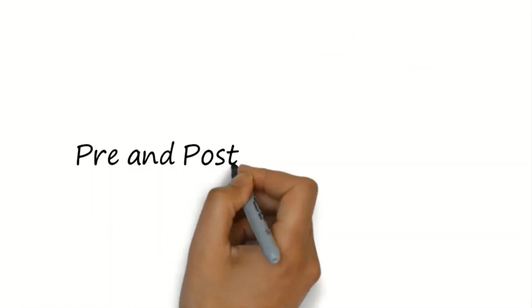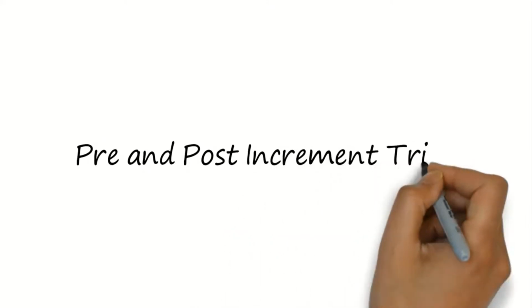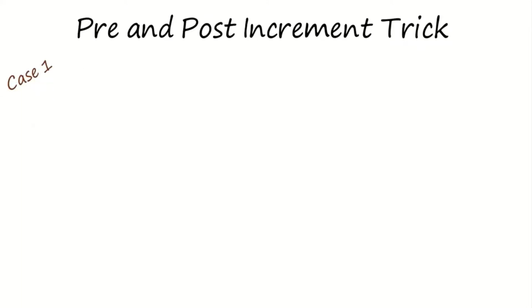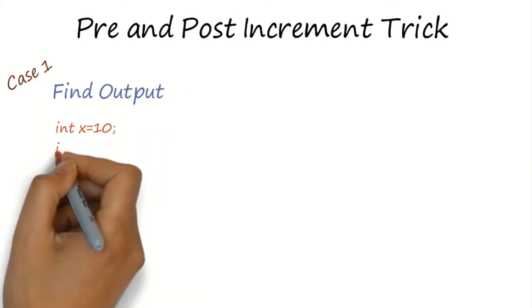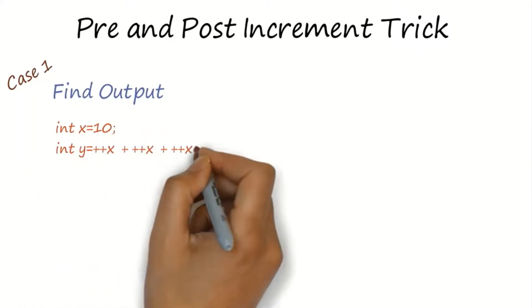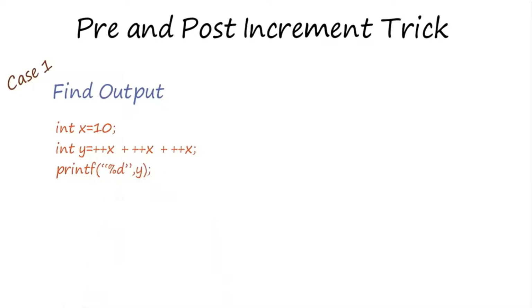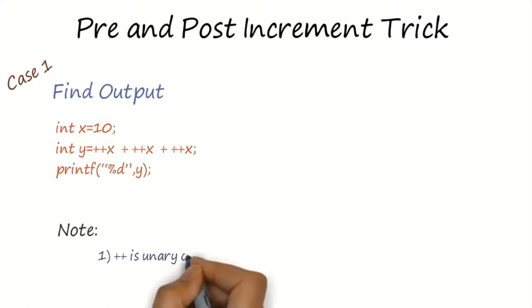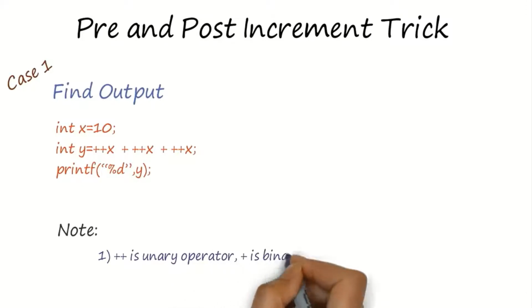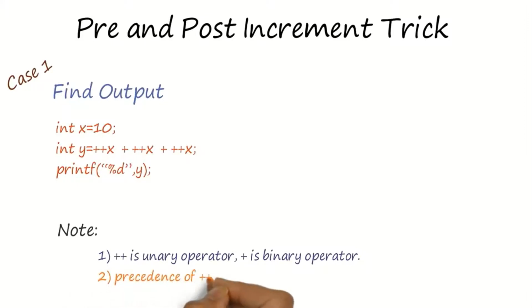Let's understand pre and post increments in code. Let's consider case 1 where we are asked to find the output of the given code. In order to solve the problem, the first step is to identify how many operators are being used in the code. In this case, we can see there are two operators, plus plus, which is a unary operator, and plus, which is a binary operator. Always remember, the plus plus operator has higher precedence than the plus operator.